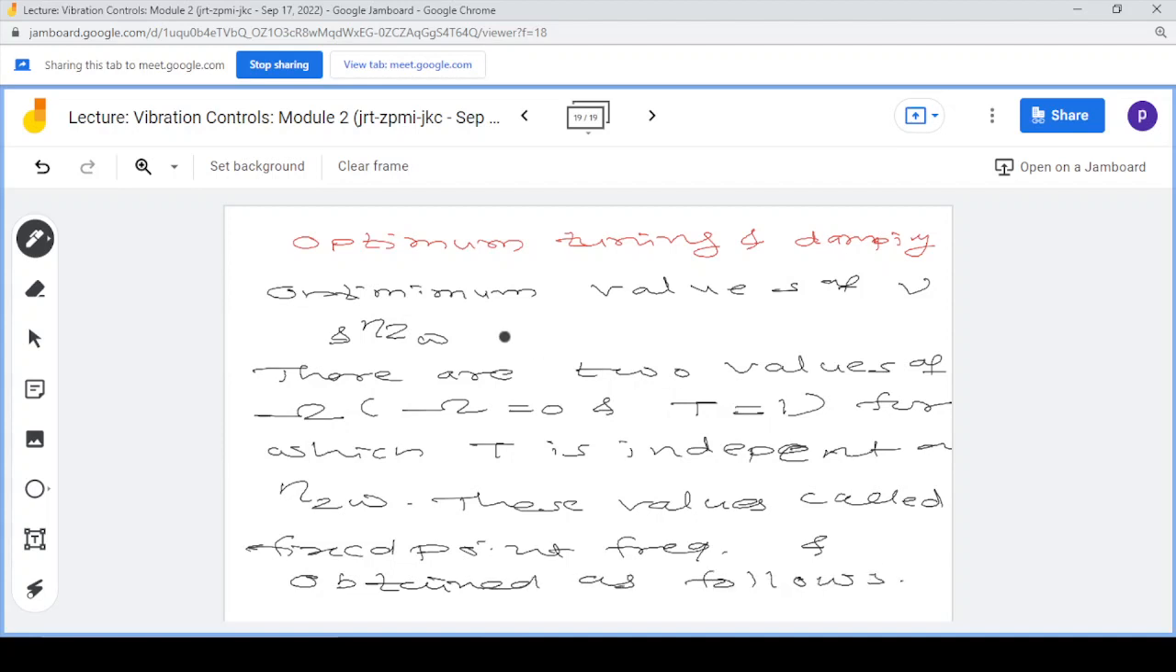So what is said here: for obtaining the optimum values of nu and n2 omega, let us find the different values of omega for which T is independent of n2 omega. So apart from omega equal to 0 and T equal to 1, the values which we are going to get for omega are also referred to as fixed point frequencies. Okay, so let us find those values. I am writing down the equation.